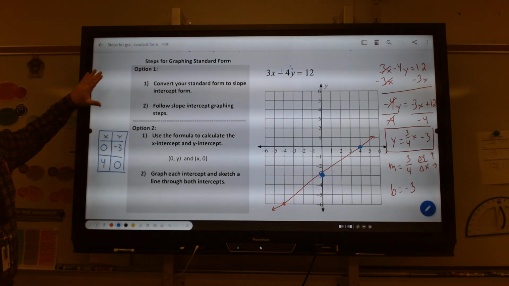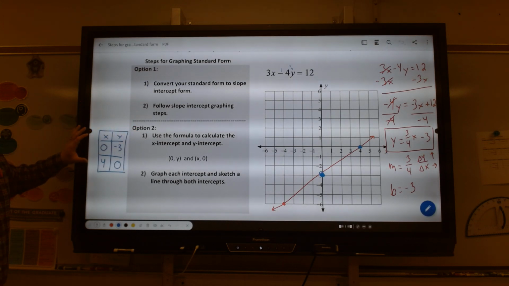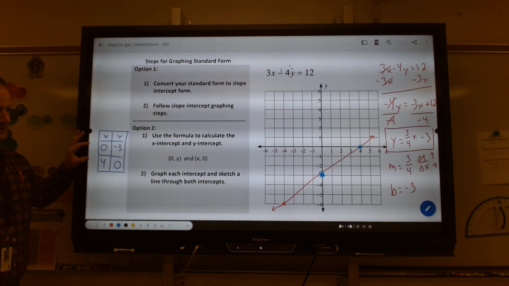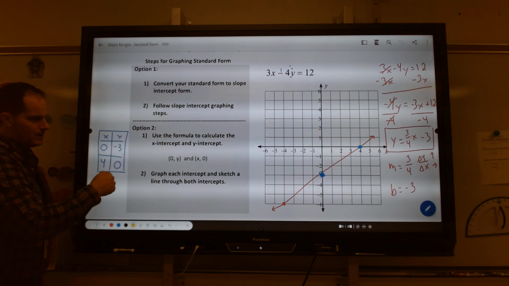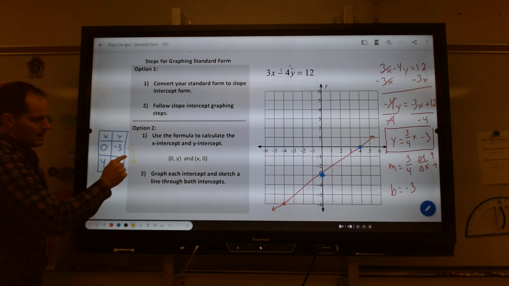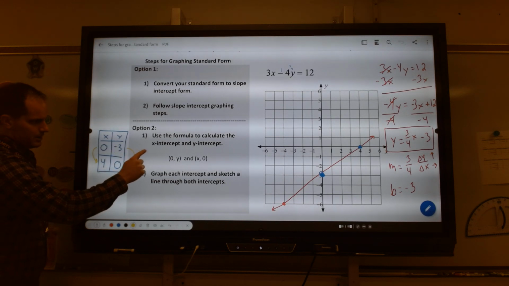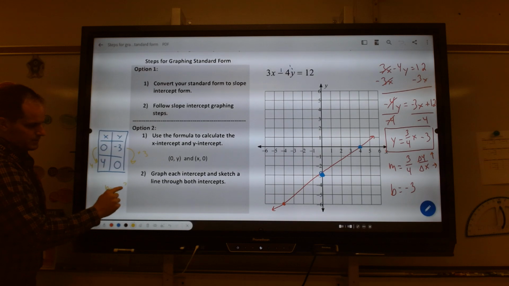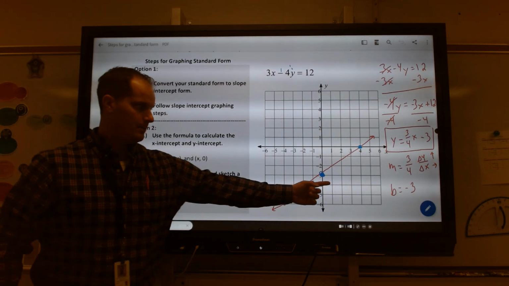So option 1, convert from standard to slope-intercept. Option 2, you actually have your x-intercept and your y-intercept. The other thing that you can do from here, if you wanted to find the slope, is remember that from tables you can find the difference. Your change in y would be plus 3, your change in x is plus 4, and again, it reinforces that our slope is 3/4, which is what we ended up with over here.